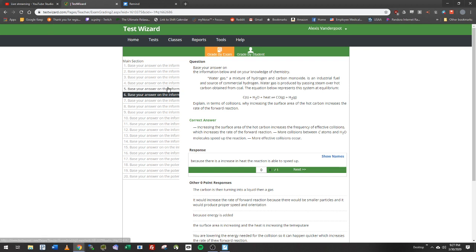Okay, so I honestly think that number 6 may be one of the hardest questions. No, that's a lie. There was another one. Question number 6 says, explain in terms of collisions why increasing the surface area of hot carbon increases the rate of the forward reaction. You have to talk about collisions in your answer.